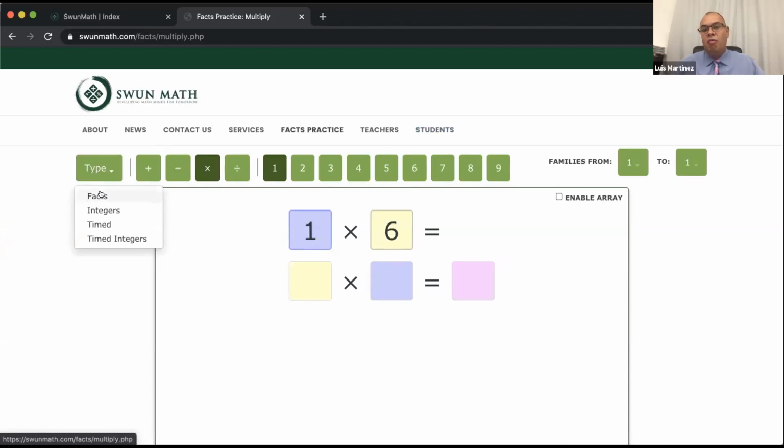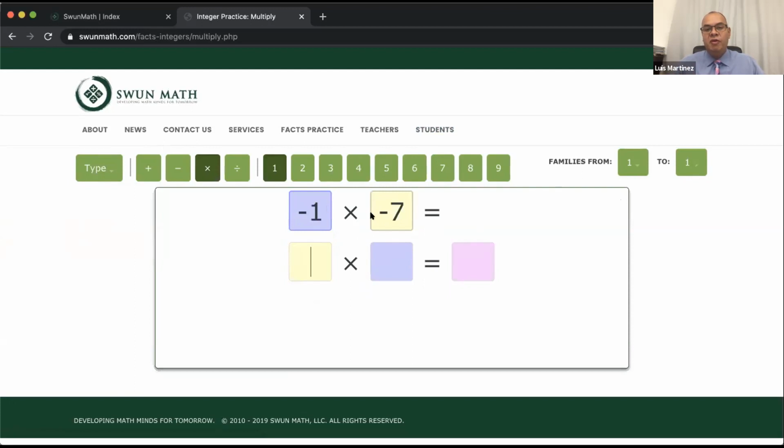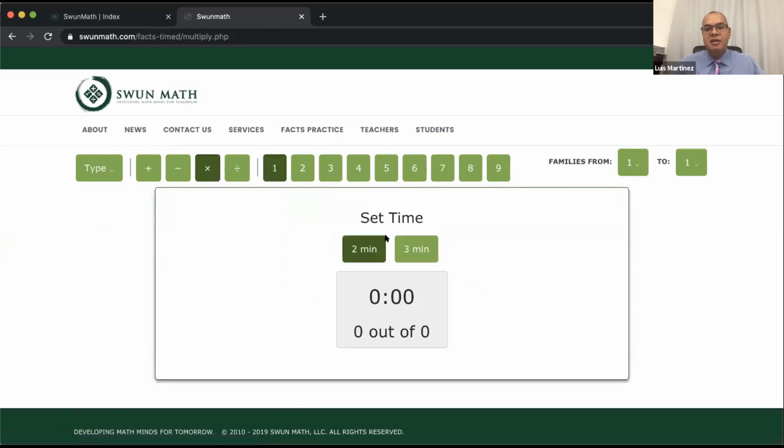These facts are your normal facts. These are all positive numbers. If you click on integers, if your child is studying integers, it'll make one or both of the facts a negative or positive integer. And then here you have the option of timed facts practice, where you set your own time, or timed integer practice. Okay, these are all self-selected.